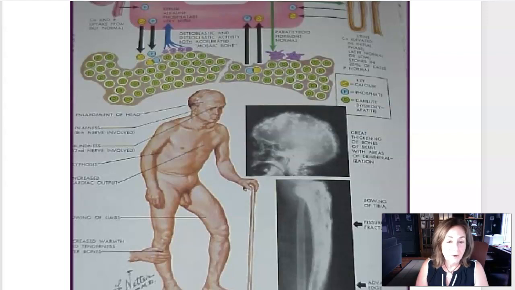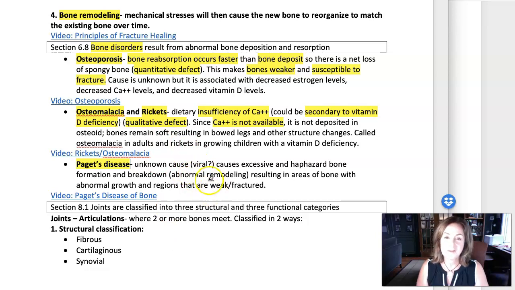So it's pretty rare. It affects people over the age of 40. It's thought maybe a virus causes this, but we don't know what causes Paget's disease, but that's a little description of that. So you should be familiar with these diseases.